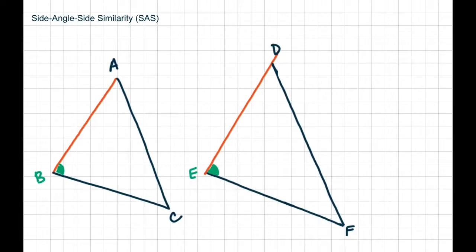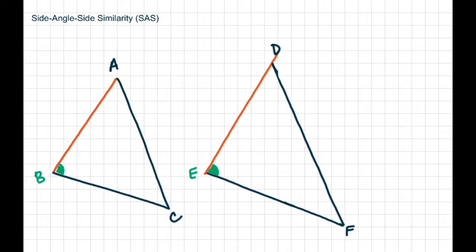And our last one is side-angle-side similarity. In this one, if two sides of one triangle, so AB and BC, and DE and EF, if these two corresponding sides are proportional to each other and their included angle, which means the angle in between the two corresponding proportional sides, so B and E have to be in between, are congruent, then these triangles are considered similar.